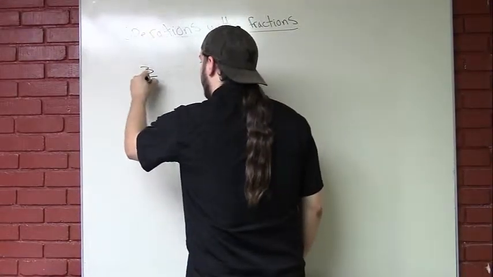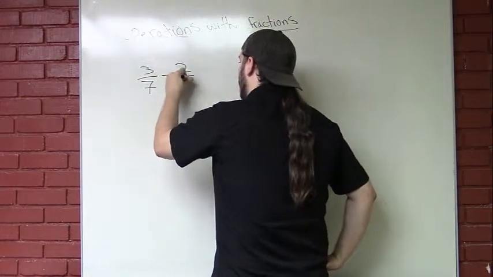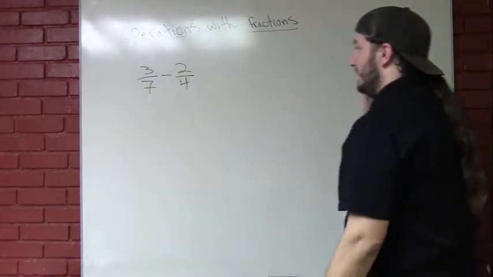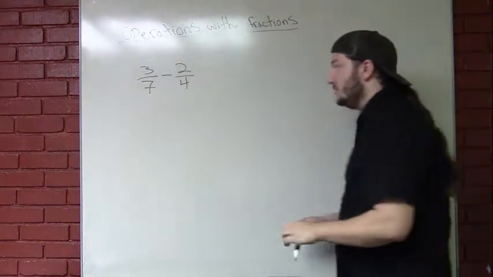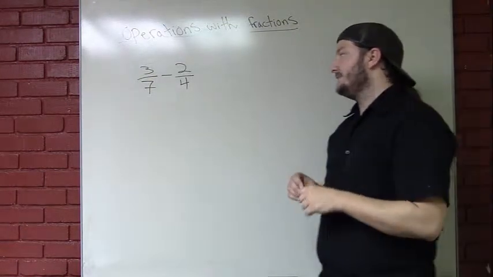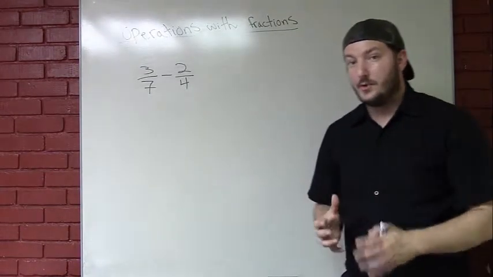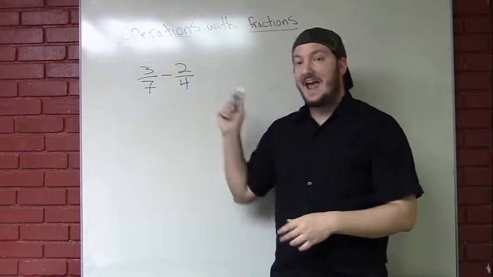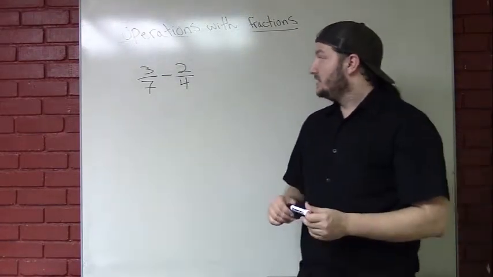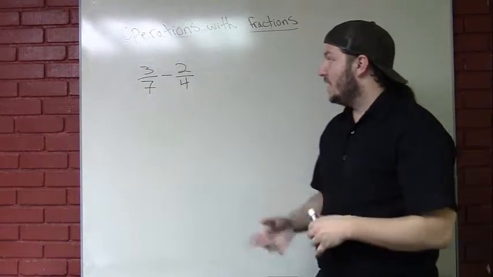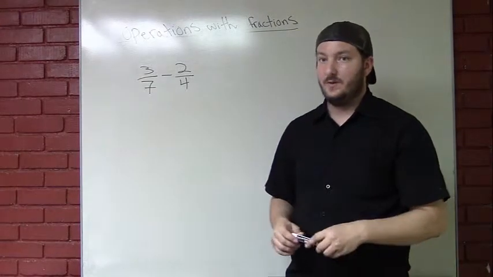So our next one, 3 over 7 minus 2 divided by 4, okay? Now, again, these do not match, so you have to do something to them first. So you have to say, okay, what's the smallest number that the 4 and 7 both go into, okay? So that's what you're trying to ask yourself. The question is, what number can 4 and 7 go into, okay?